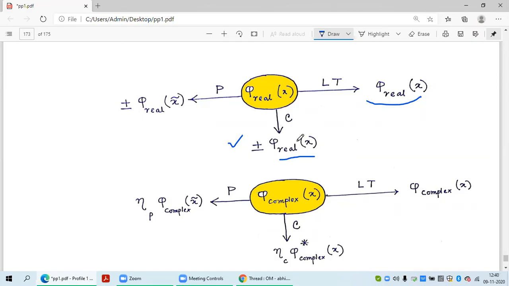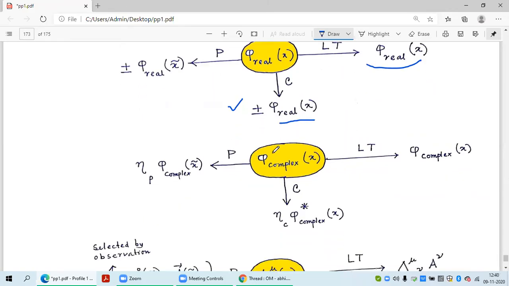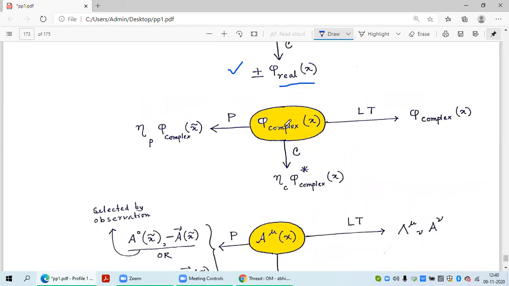For the same reason for the electromagnetic field. But it has nothing to do with spin or intrinsic charges of the system. For a complex scalar field, Lorentz transformation keeps it invariant. Parity transformation, space inversion, changes the field argument to x tilde, and since it is complex, you can add eta p, a phase e to the power i theta. So this will keep the free Lagrangian invariant.